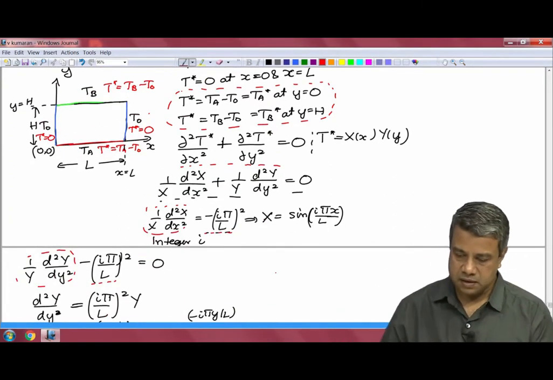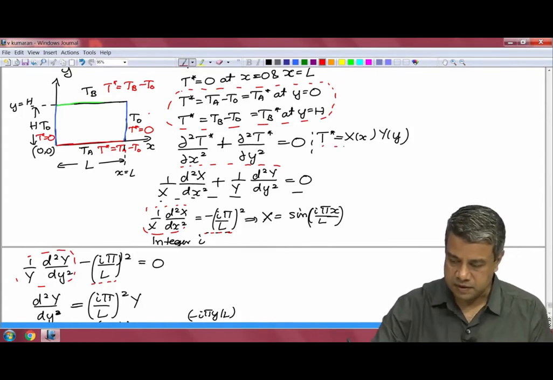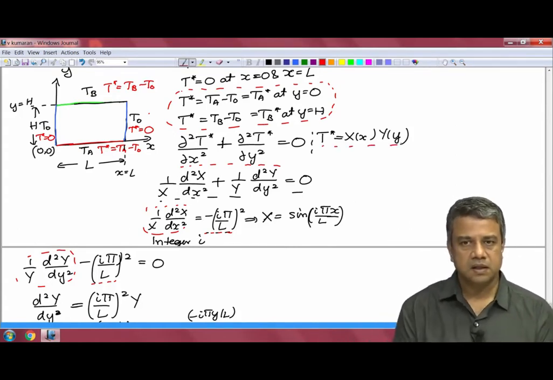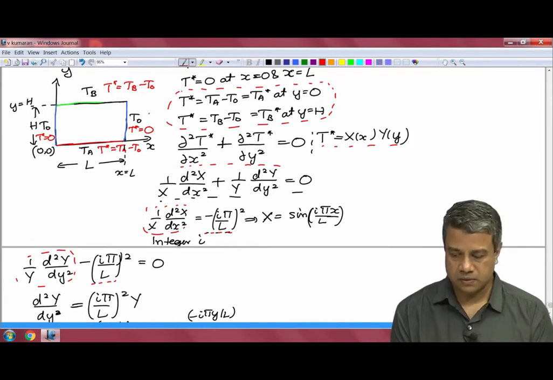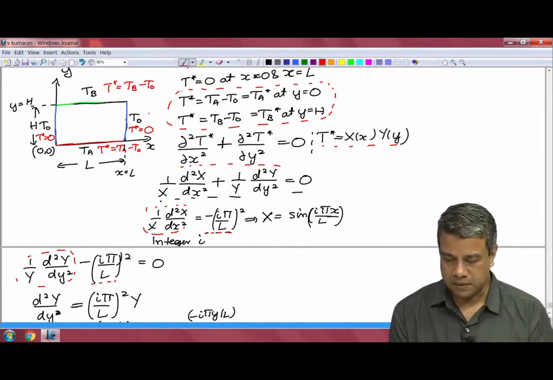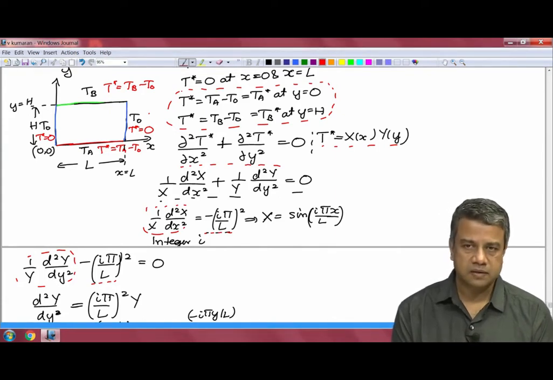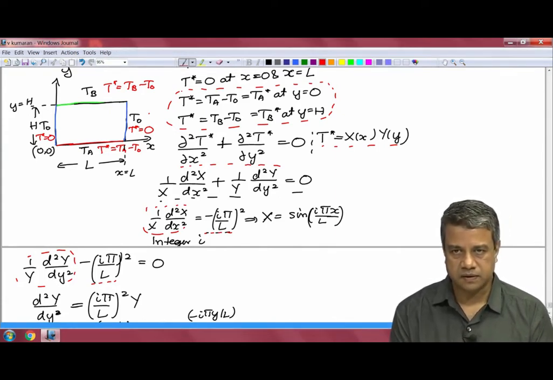The procedure: write down the temperature as a function of x times a function of y, substitute, divide by X and Y, and you will get one term on the left which is only a function of x, the second only a function of y, therefore both have to be constants.